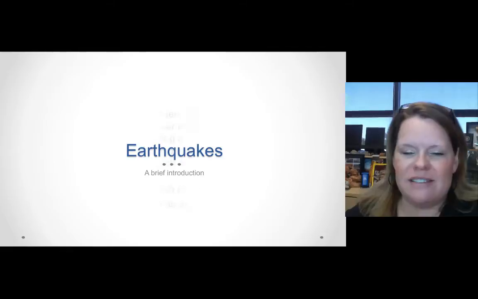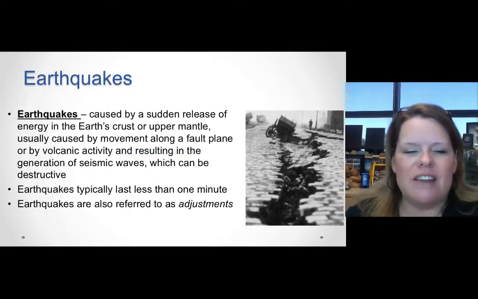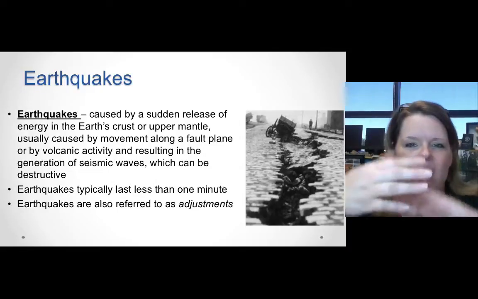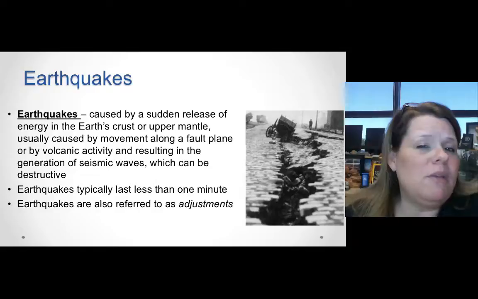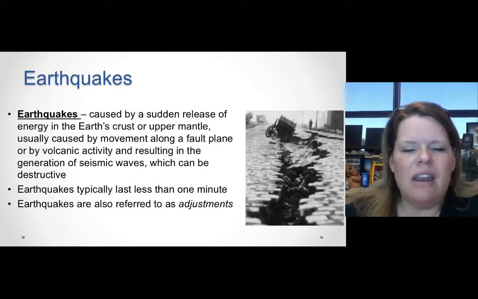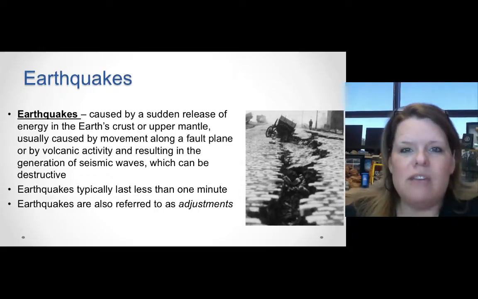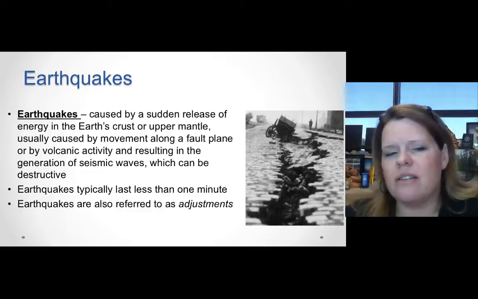Let's get into earthquakes and talk about what they are and what they're not. An earthquake is caused by a sudden release of energy in the Earth's crust or the upper mantle, usually caused by the movement along fault planes. So rocks have grabbed, and then they release their energy. Sometimes an earthquake can be caused by volcanic activity, such as Mount St. Helens. In any case, even an earthquake generated by humans with dynamite or some kind of rock crushing operation generates seismic waves, which can be destructive.